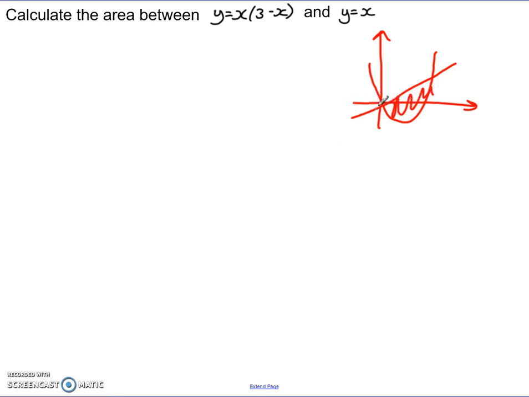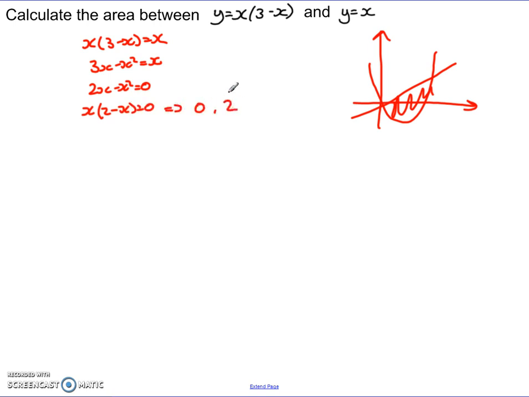Now, a key point, it crosses the x-axis here, but I just have to do the same standard integral, so top take away the bottom, and it'll take this into account. First thing I need to calculate is the points of intersection, so I have to say, x bracket 3 minus x equals x, what are the points there? Multiply this out and shift this one over, I get 3x minus x squared equals x, so I get 2x minus x squared equals 0. Factorise it and solve, I get x bracket 2 minus x is equal to 0, so I get my points of intersection being 0 and 2 for x.